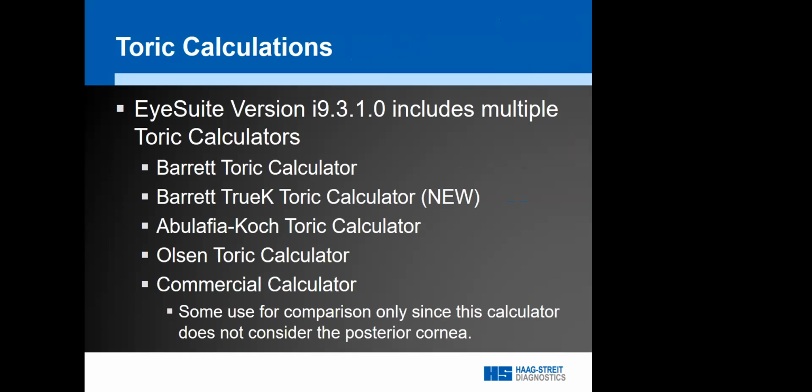The Barrett toric calculator, the Abulafia Koch toric calculator, the Olsen toric calculator, a commercial calculator, and now the Barrett TrueK toric calculator, which is also going to have some improvements in our next version coming out shortly, the i9.5 software. The nice thing about having the toric planner feature is, of course, the elimination of having to transcribe all of your measurement data and surgical preferences into a third-party software and then checking it a million times to make sure they're all right.